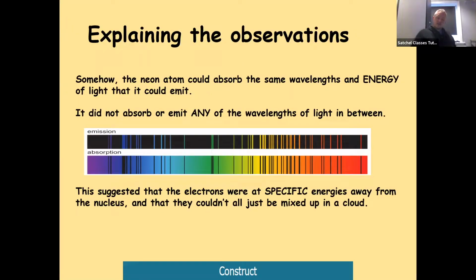Somehow, because the neon could absorb the same wavelengths and energy of the light that it could emit, and didn't absorb any of the wavelengths of light in between, it suggested that the electrons were at specific energies correlating to the wavelengths that were being absorbed away from the nucleus, and that they couldn't all just be mixed up in a cloud. It was the first time that scientists had evidence of this idea that the electrons were not just in one position around the nucleus of an atom, but were stepped in positions away from it, giving the idea of energy levels like rungs on a ladder.